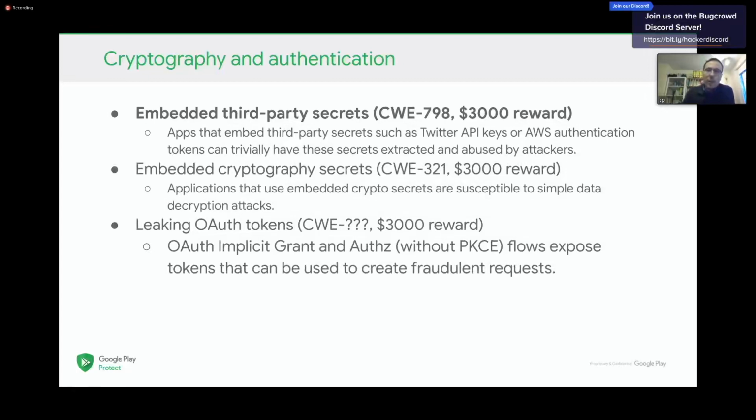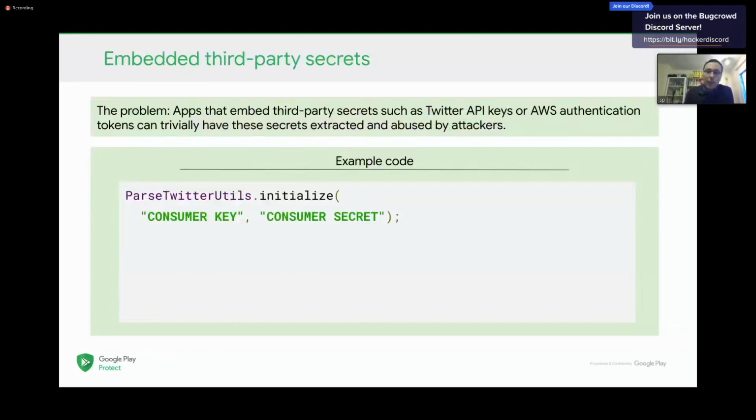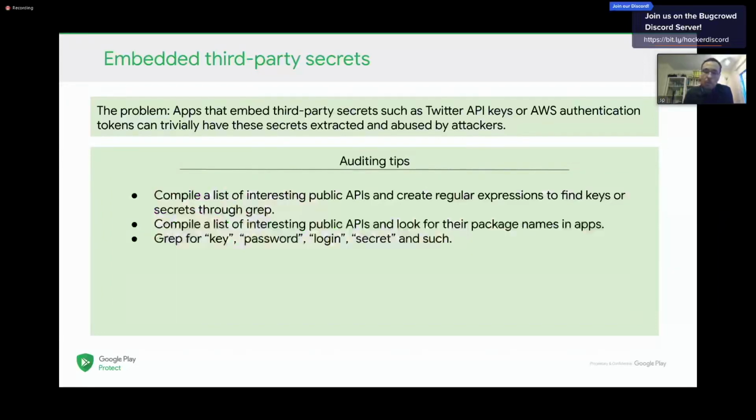So let's talk a bit about embedded third-party secrets. The canonical example is, you want to connect to Twitter. I think there's an open source library called Pass Twitter Utils. You initialize it, you paste the consumer key, consumer secret, and then obviously every hacker or everybody who wants to do mischief with your API secrets or with your Twitter API can extract these tokens, can impersonate you, and then maybe bad things are happening. And so the question is, what do we do? First, how do we find the problem?